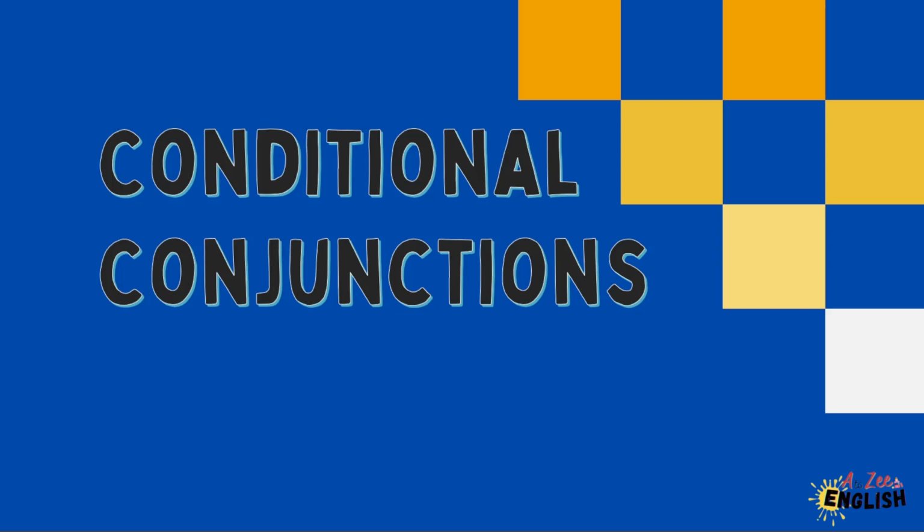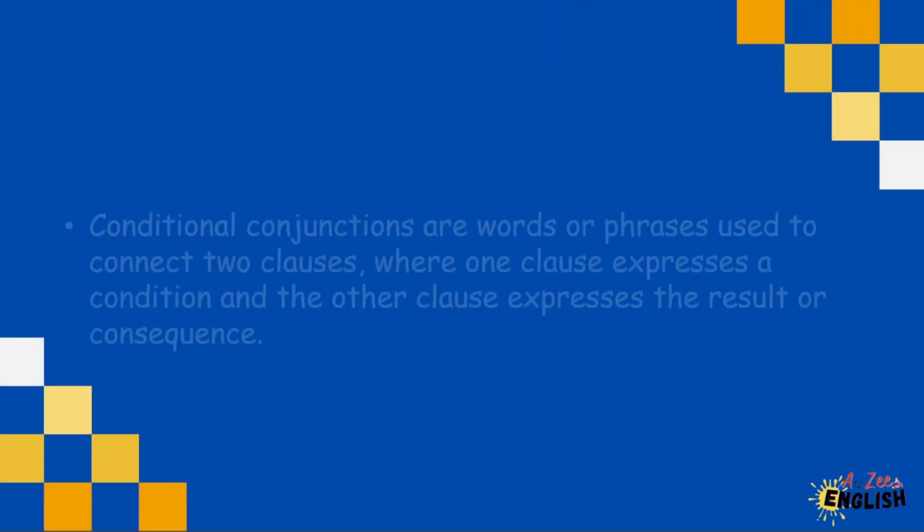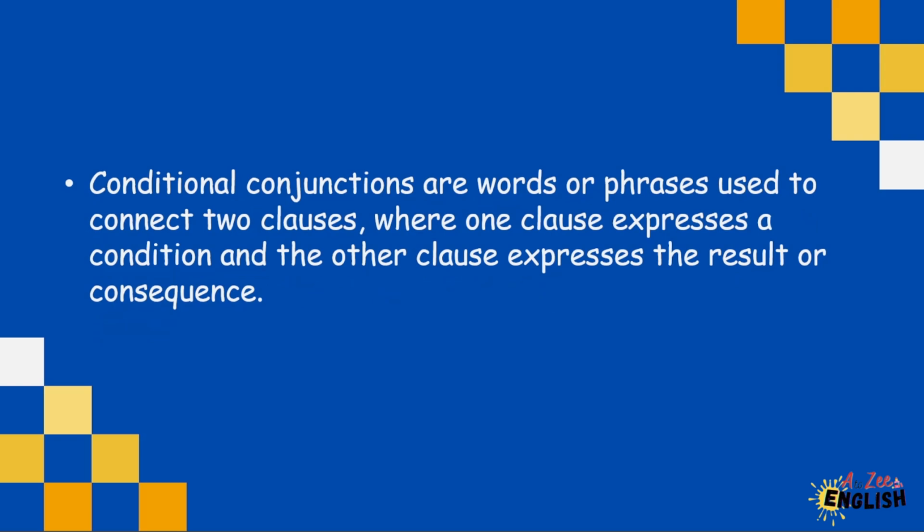Today's topic is conditional conjunctions, which are very important for fluent English, IELTS, and academic writing. So let's start. What are conditional conjunctions? Conditional conjunctions are words or phrases used to connect two clauses, where one clause expresses a condition and the other clause expresses the result or consequence.